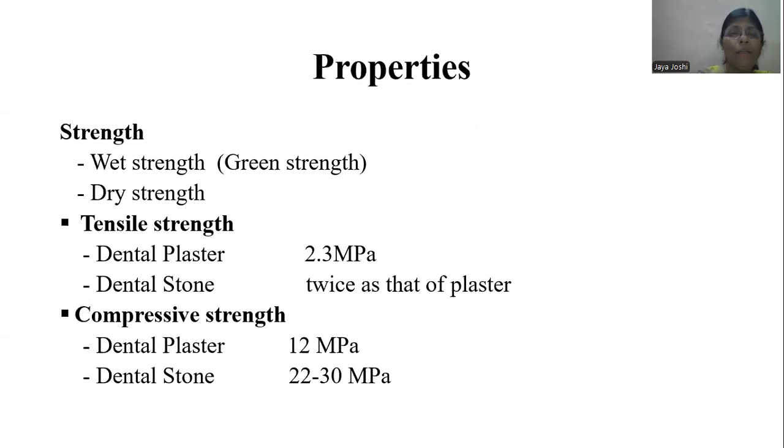Now, coming to the properties. First and the important property is strength. There are two types of strength which are seen with dental plaster or dental stone, that is wet strength and dry strength. Wet strength is also called green strength.